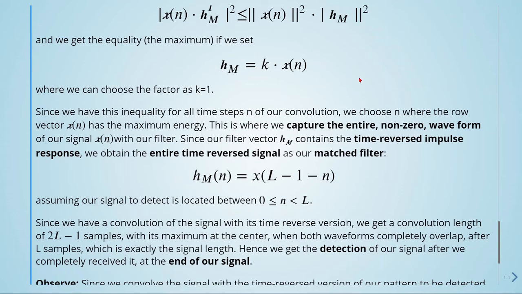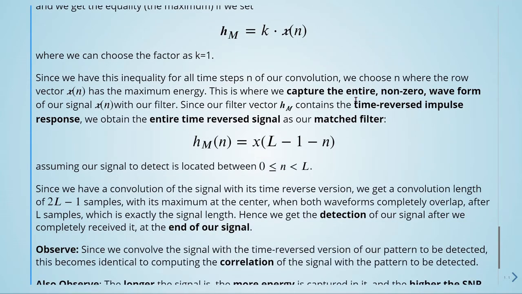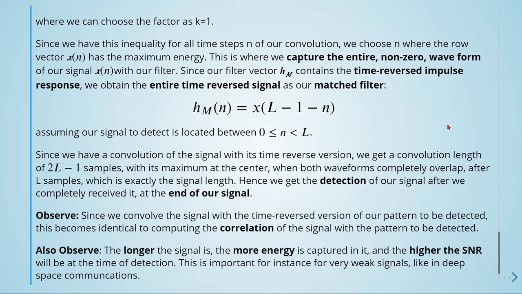Since we have this inequality for all time steps n of our convolution, we choose n where the row vector x has the maximum energy. This is where we capture the entire non-zero waveform of our signal x of n with our filter. Since our filter vector h of m contains the time-reversed impulse response, we obtain the entire time-reversed signal as our matched filter, assuming our signal to detect is located between 0 and L.